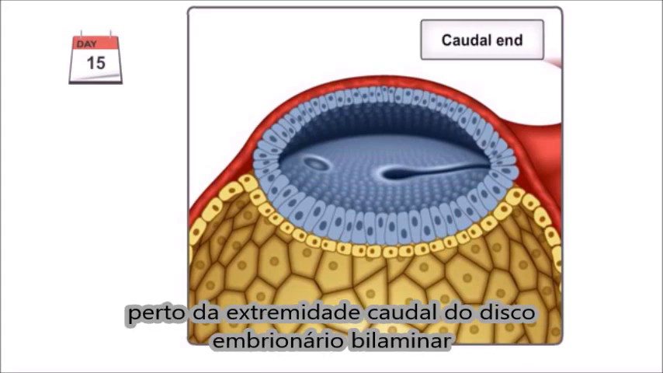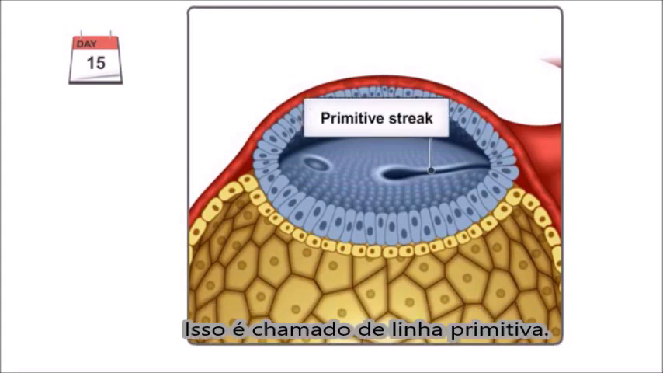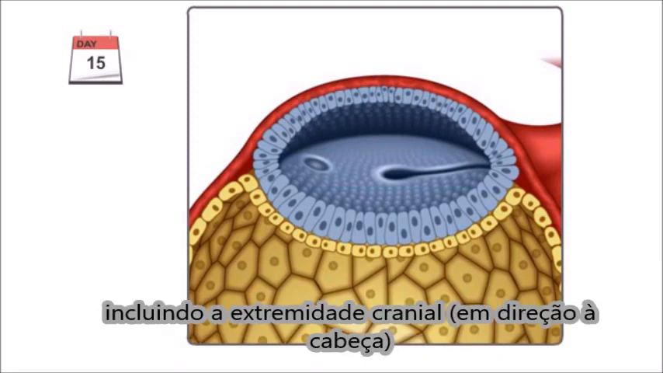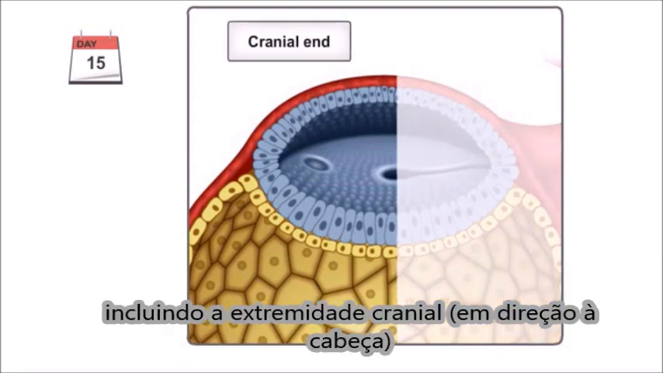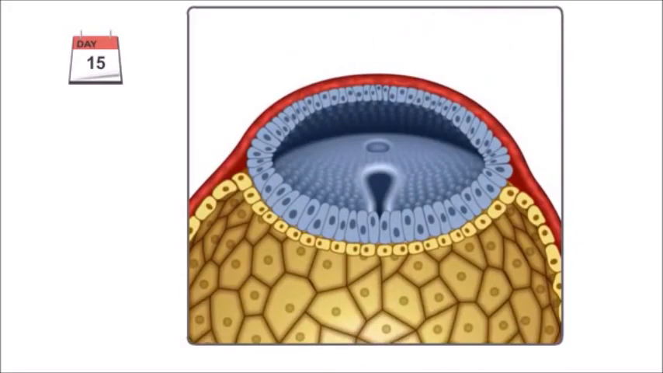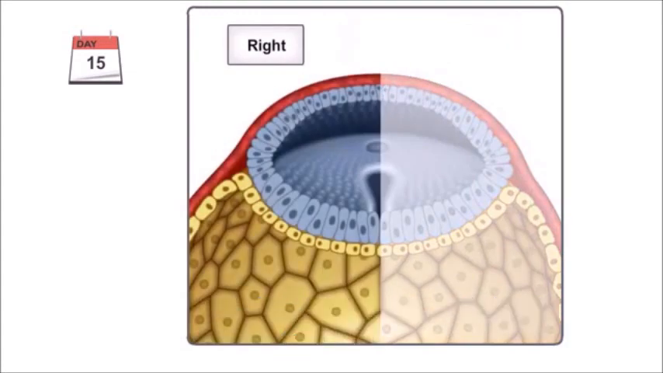Around 15 days after fertilization, a thickened structure forms along the midline in the epiblast near the caudal end of the bilaminar embryonic disc. This is called the primitive streak. At this stage, the formation of the primitive streak defines the major body axes of the embryo, including the cranial end towards the head and caudal ends towards the tail, as well as the left and right sides of the embryo.